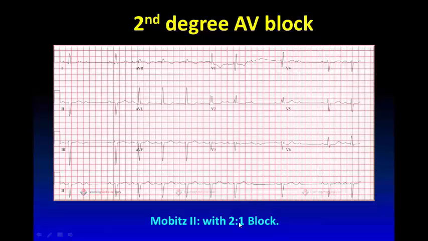the block is 2:1. Again here, in this lead of this 12-lead ECG, this is a P wave, and this is a P wave, and this is a QRS complex, and this is a T wave. In this lead also, this is a P, this is a P wave, this is a QRS complex, and this is T. So this 12-lead ECG then shows Mobitz type 2 second degree heart block with 2:1 block ratio.